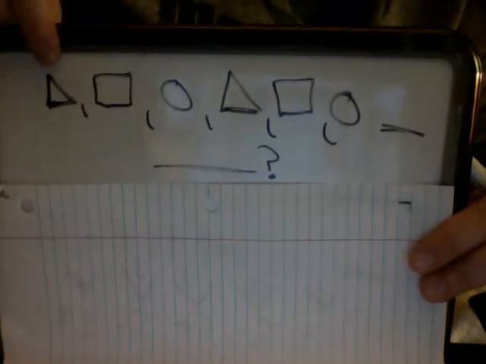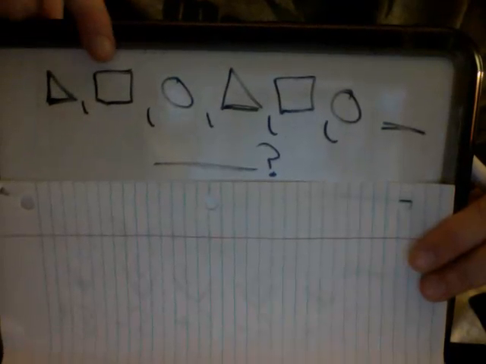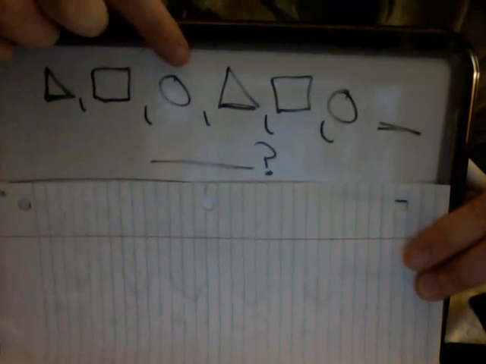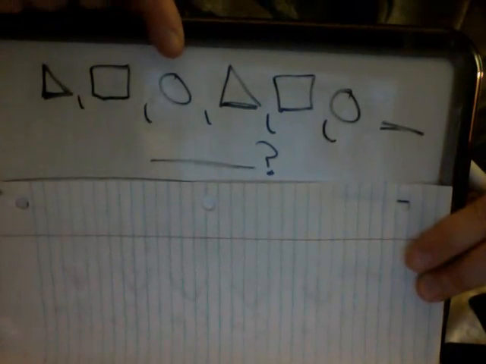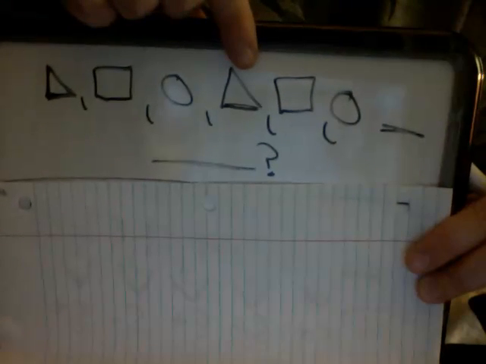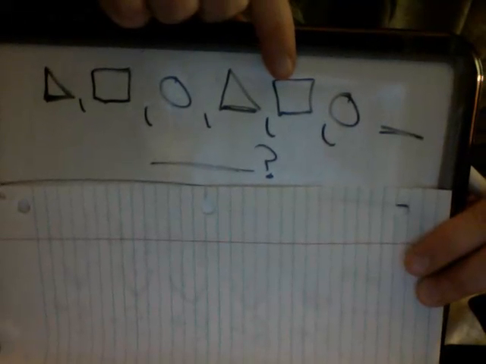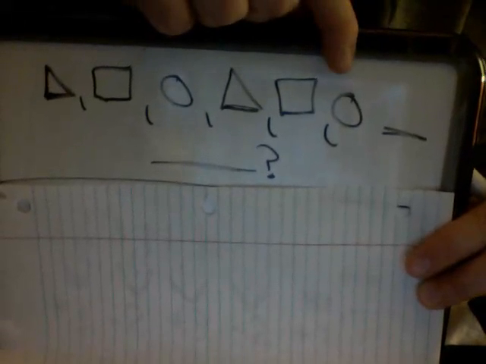So if we take a look, we see triangle, square, still no repeating, circle. Again, we're not repeating yet. Triangle. Oh, there's our first repeating shape. Square, that's the second time we've seen that shape. And a circle. Well, there's the second time we've seen that shape as well.